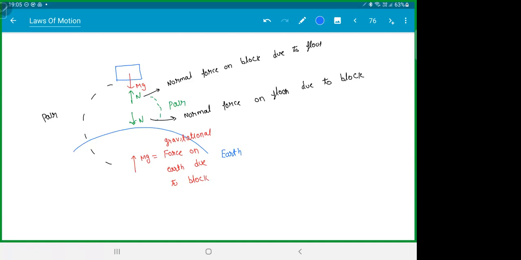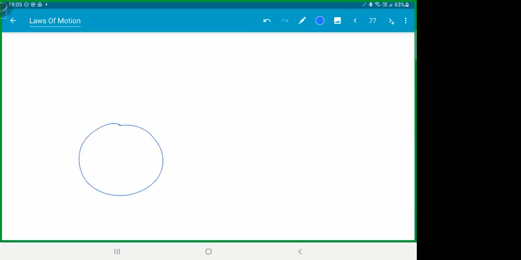If you think N and Mg are a pair, sometimes people do get confused. Think like this. Suppose this is the Earth and the block is flying in the air, falling down. There's Mg, but where is the normal reaction? There's no normal reaction, right? It is not touching the ground. If the block is falling from a building, it is not touching anyone. So where is the normal reaction? So this Mg and this Mg are a pair. There is no N here.